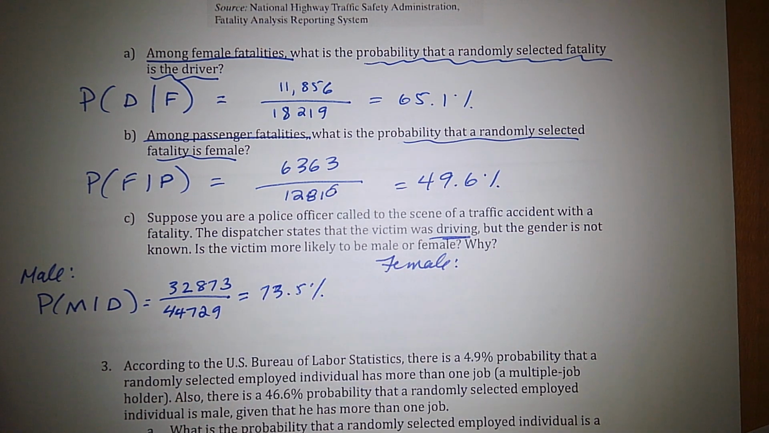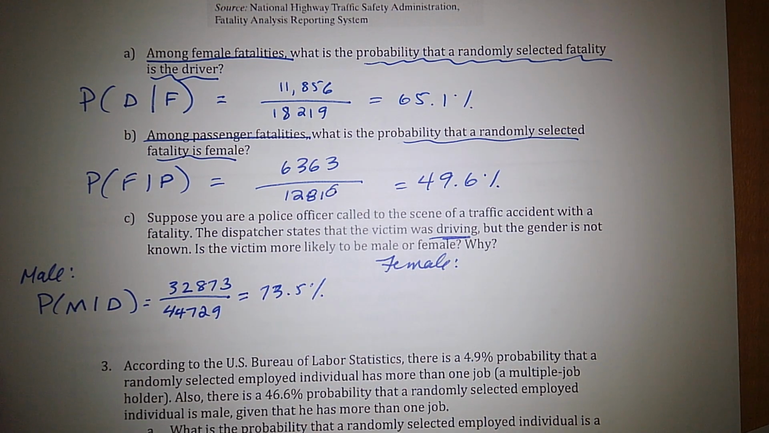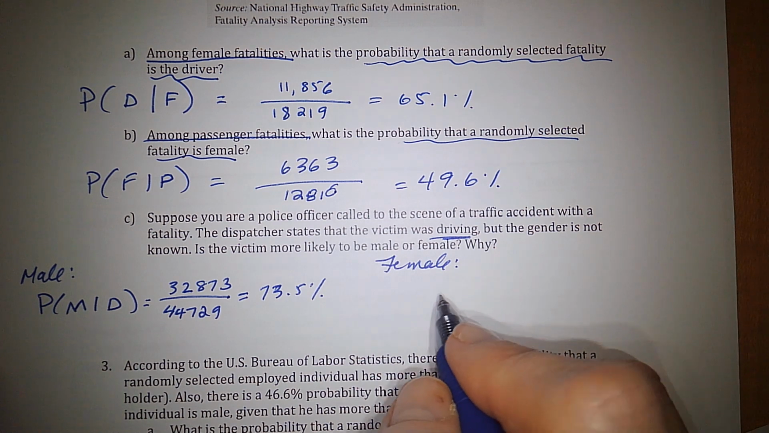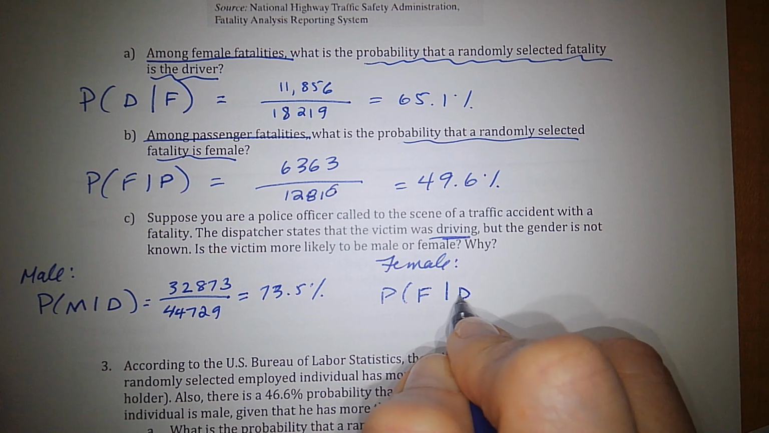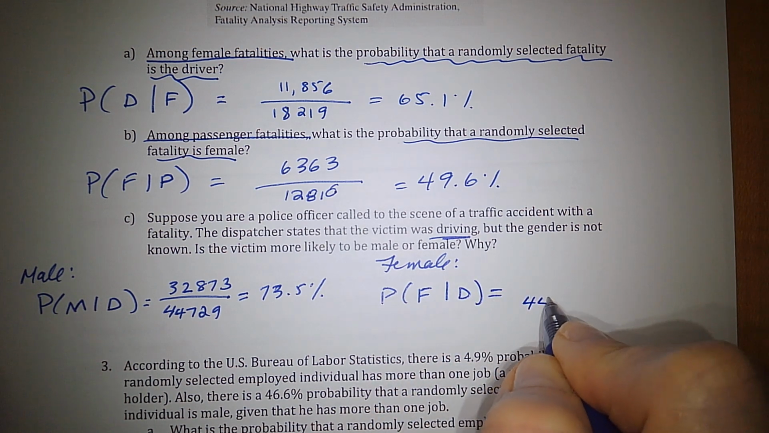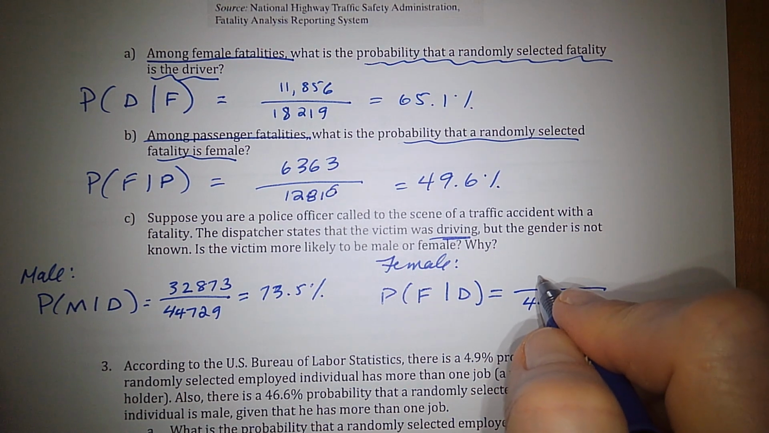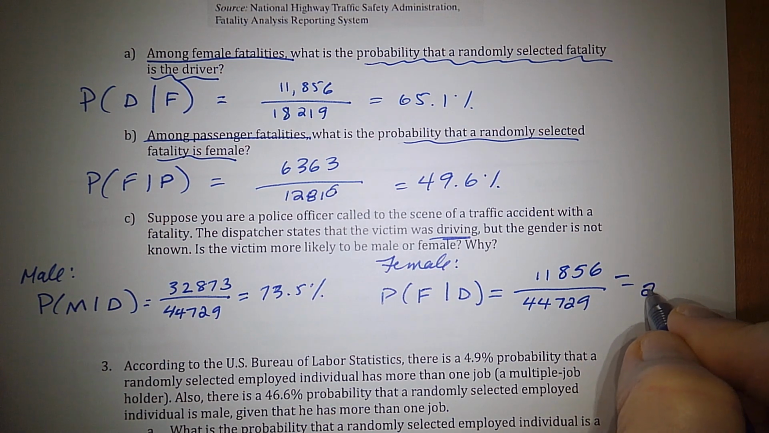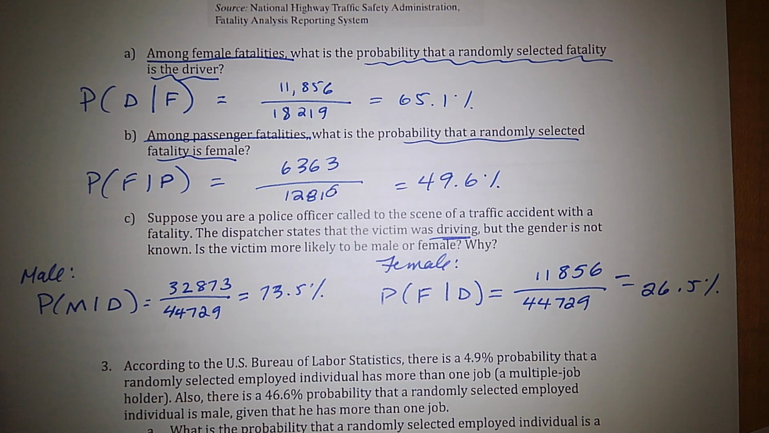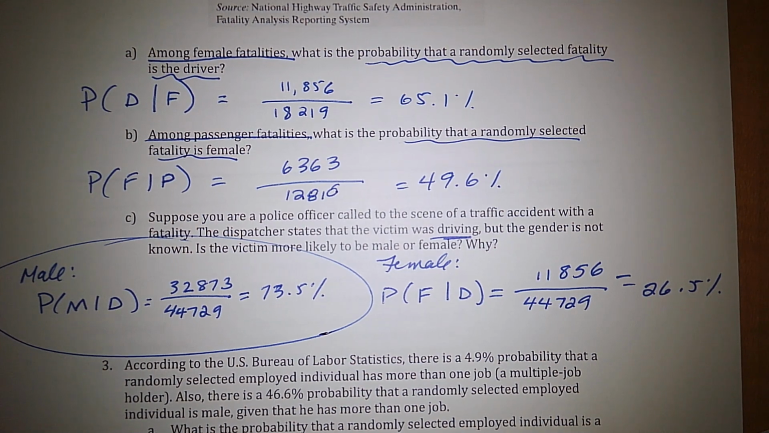So we're going to do the same thing for female. I'd like you to calculate what that would be. Maybe pause the video and then come back and check. So we're looking for the probability of selecting a female given that they were driving. Out of the 44,000 fatalities of victims that were driving, we know that there were 11,856 female drivers, which is 26.5%. So to answer this question, is the victim more likely to be male or female? The answer would be male.